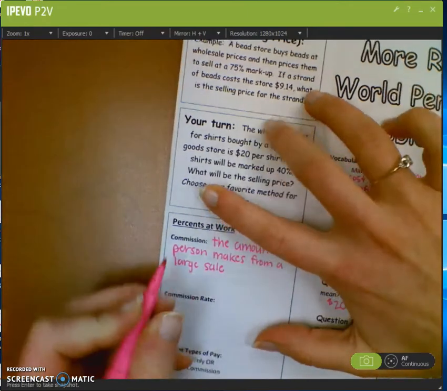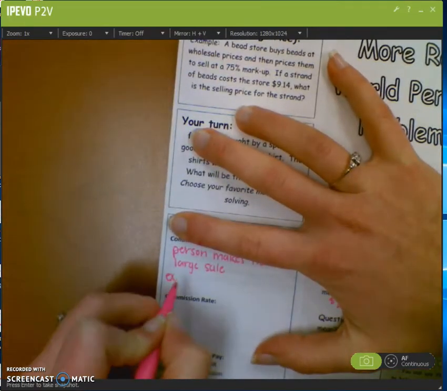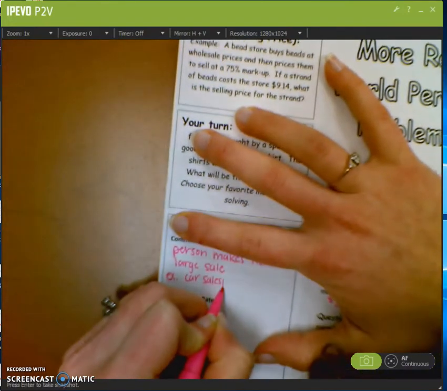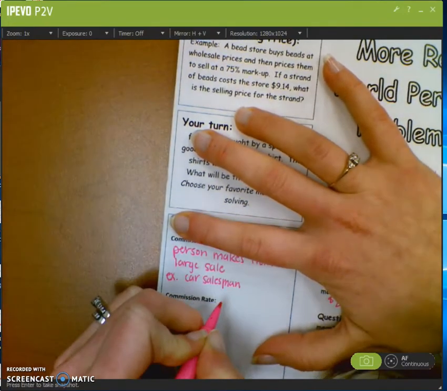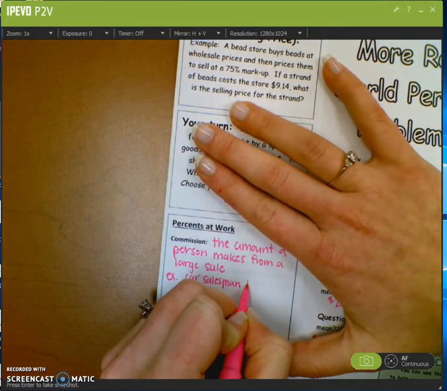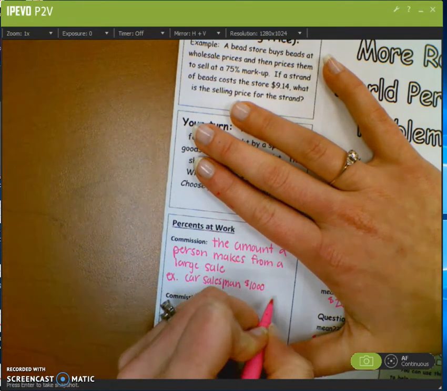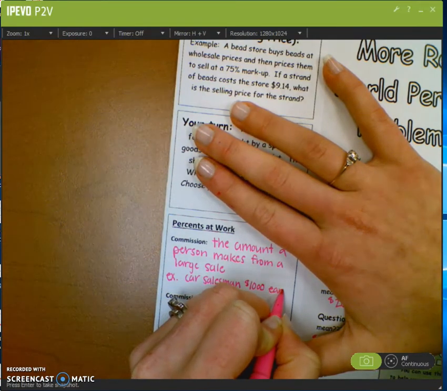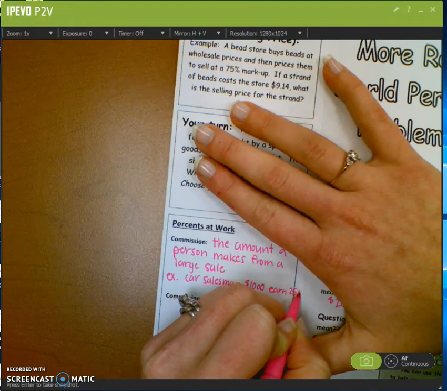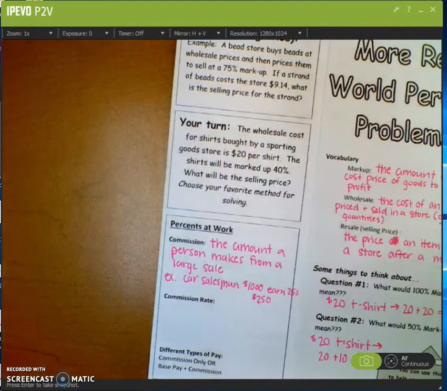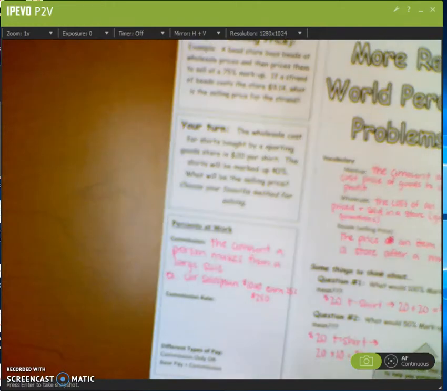So the example that I like to talk about that most of us understand is a car salesperson. Typically, they make money off of the cars they sell. So if they sell something for $1,000 and they earn 25%, that means that they earn $250 on that sale. That's their commission. That's what they make.